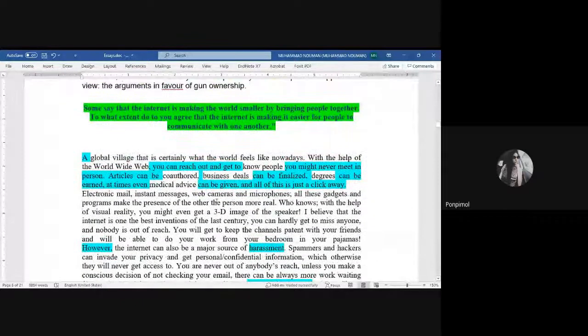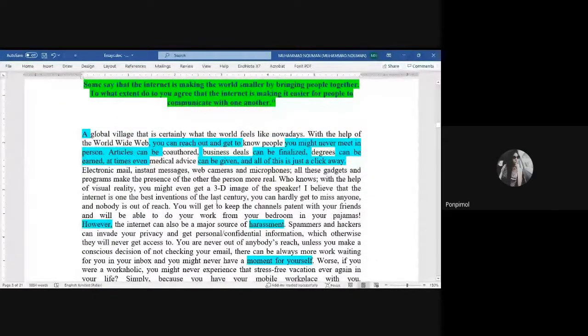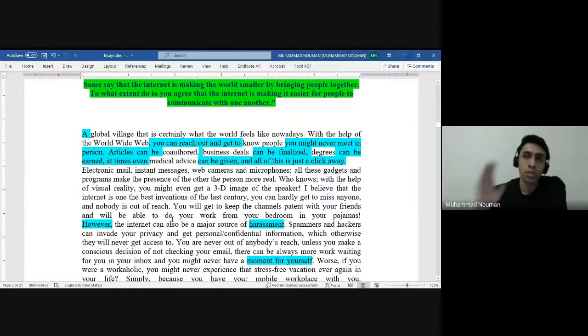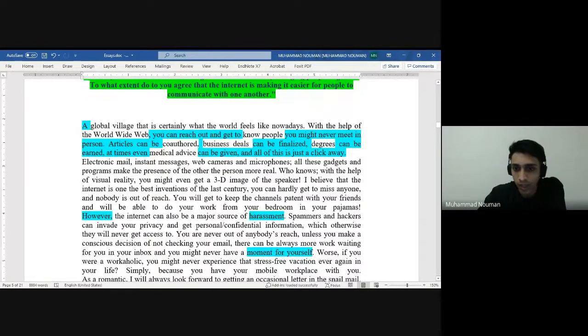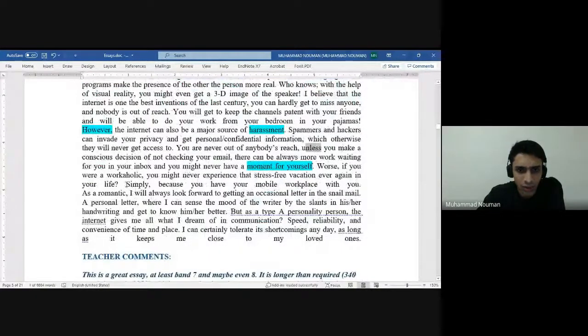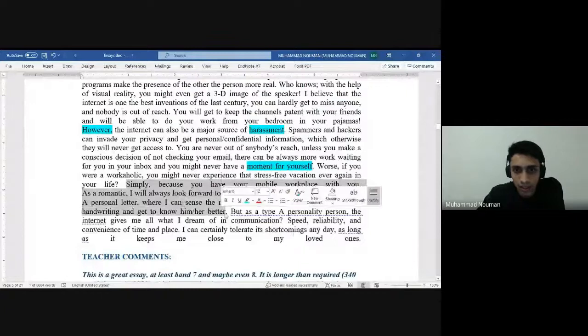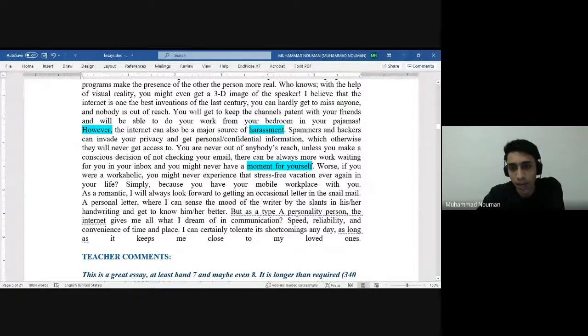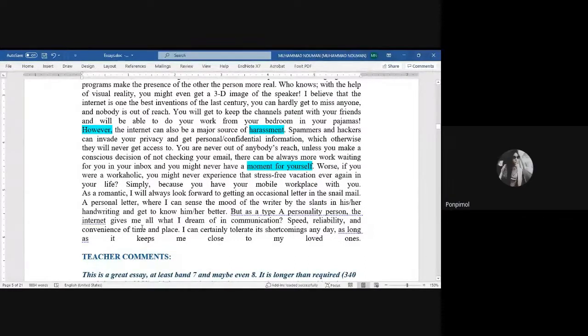I'm not sure. If you want to get more points, you have to focus on conjunctions or not. Right, you have to take care, because I see only this one, however, only one time. And then he just uses unless, and here I see something not clear, like the but as a personality type, a personality person, the internet, there is something like a misconnection. I feel that there is a misconnection.